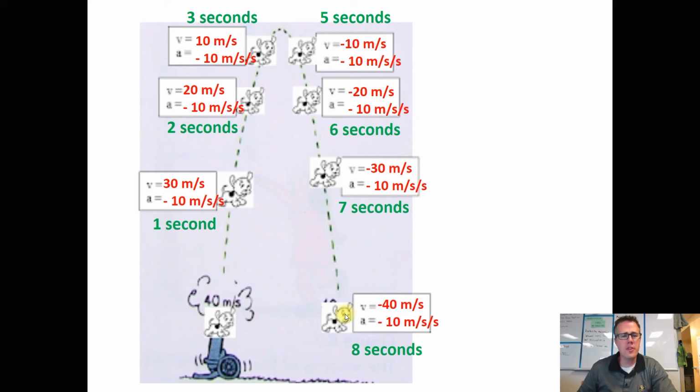So if you've ever heard the advice, don't fire guns up into the air, this is why. Bullets will come back down at the same velocity that they left your gun, except you don't know where they're going to land. It's super dangerous.